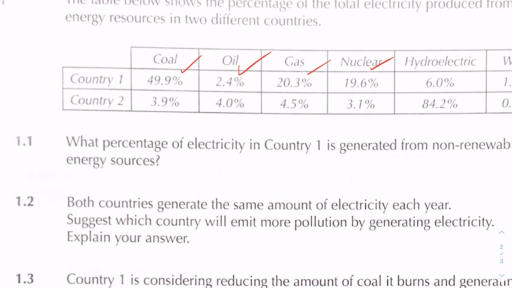And so just popping into my calculator, 49.9 plus 2.4 plus 20.3 plus 19.6. So a massive 92.2% non-renewable.